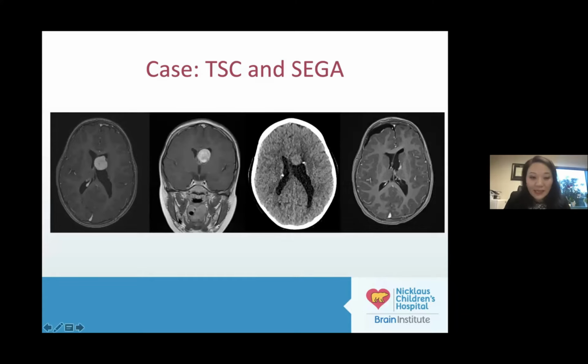So as you can see here, a sizable SEGA in the left, around the left foramen of Monro. There's multiple subependymal nodules along here, and the patient was experiencing acute symptoms from the hydrocephalus. So therefore, we performed an interhemispheric transcallosal resection of the tumor, as you can see on this image here. And following surgery, the patient did well and was started on everolimus for both tumor control and also for epilepsy.